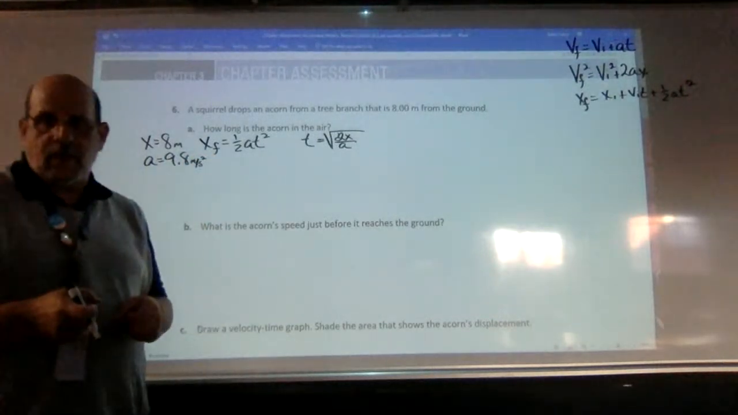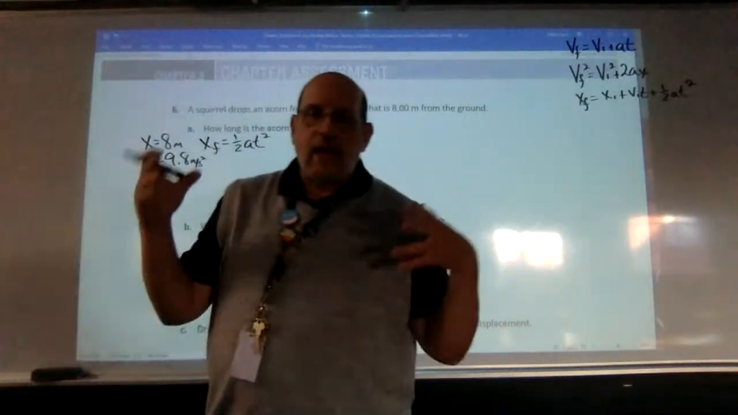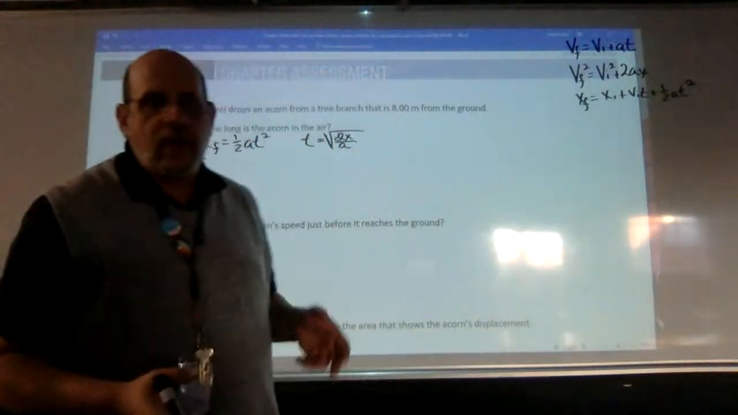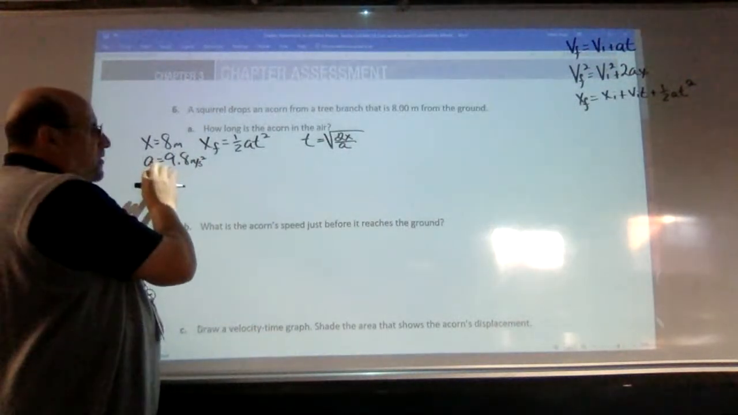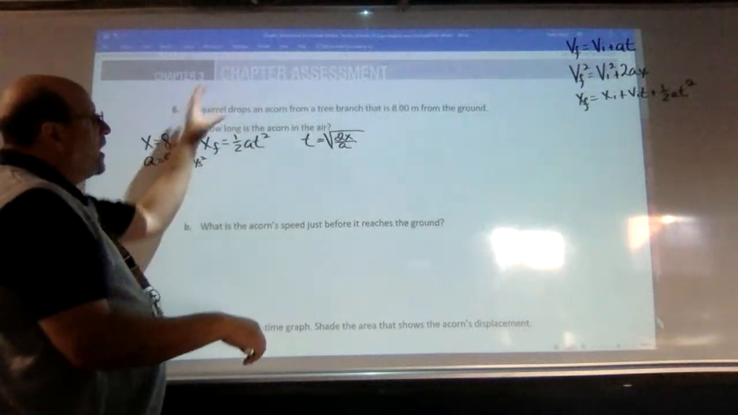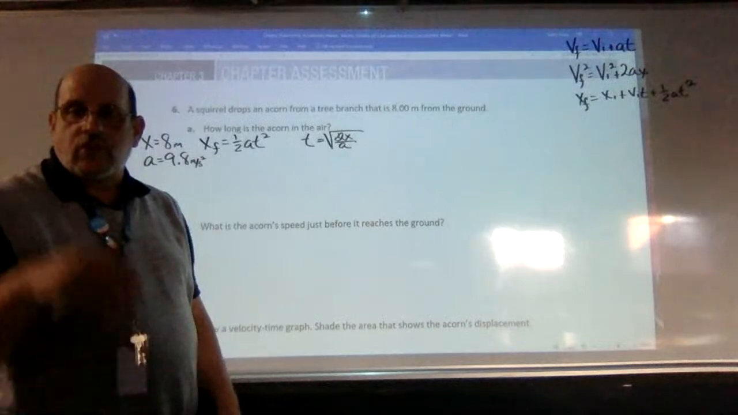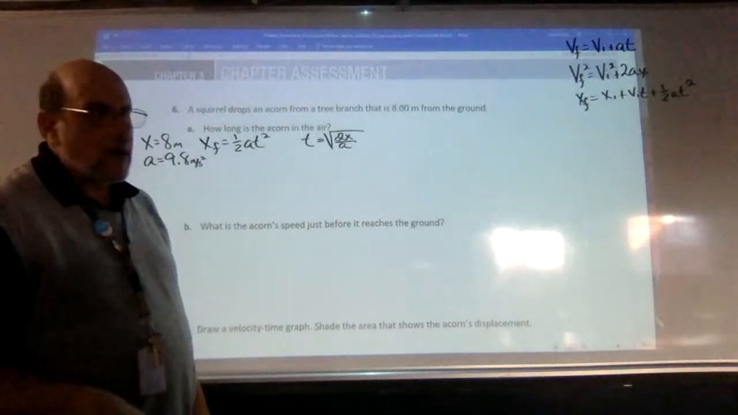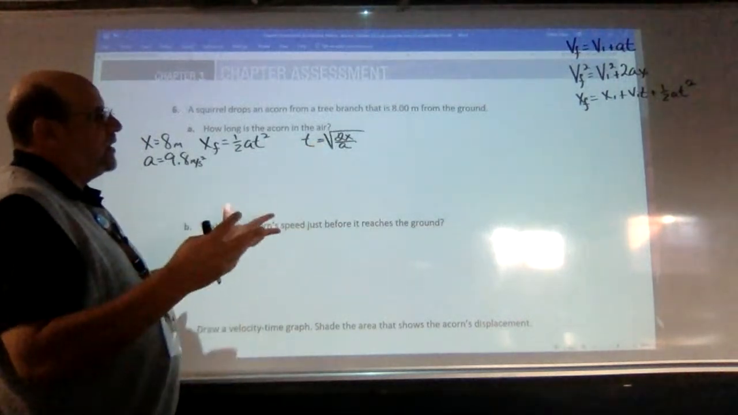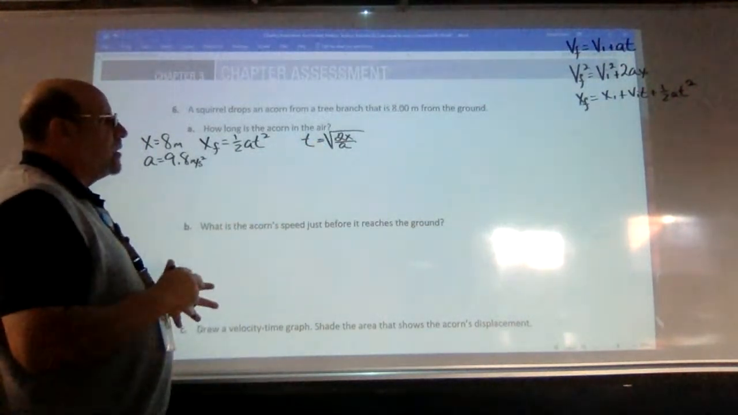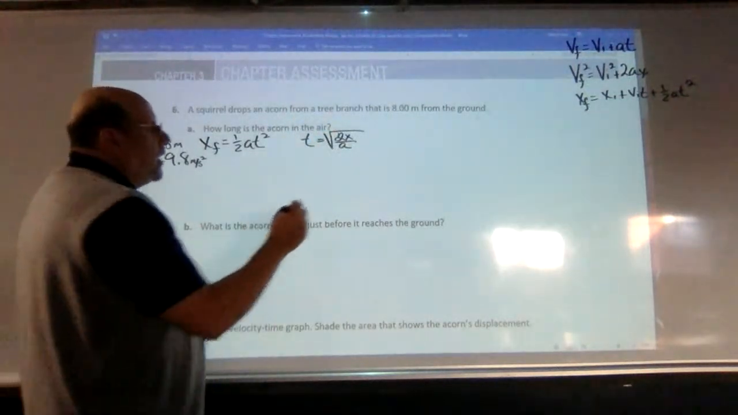And you asked me, hey, Mr. Sokol, didn't you tell us just a second ago that acceleration was negative because it's going toward the ground, going toward the center of the earth? And I say, yes, but this acorn is only moving in one direction, and we're just going to call downward positive for this problem. If you make it negative, both things are going to be negative, and you divide a negative by a negative, and you get a positive. So let's just go ahead and write it like this.